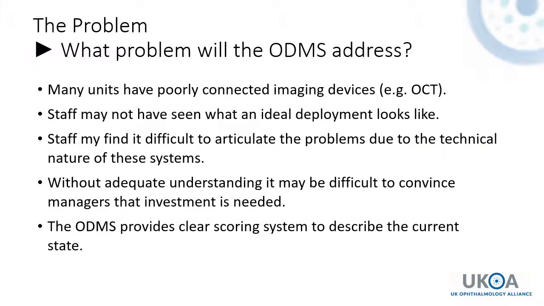So what are the problems that the ODMS seeks to address? Well, many units have poorly connected imaging devices, and staff often don't have a picture of what an ideal deployment would look like, and that can make it difficult to articulate the problems they face in the connectivity of these systems. And then that can have a knock-on effect in convincing stakeholders that funding is required to improve the quality of the networking and deployment. The ODMS provides a clear scoring system to help describe the current state of the ophthalmic imaging devices in a trust or department.